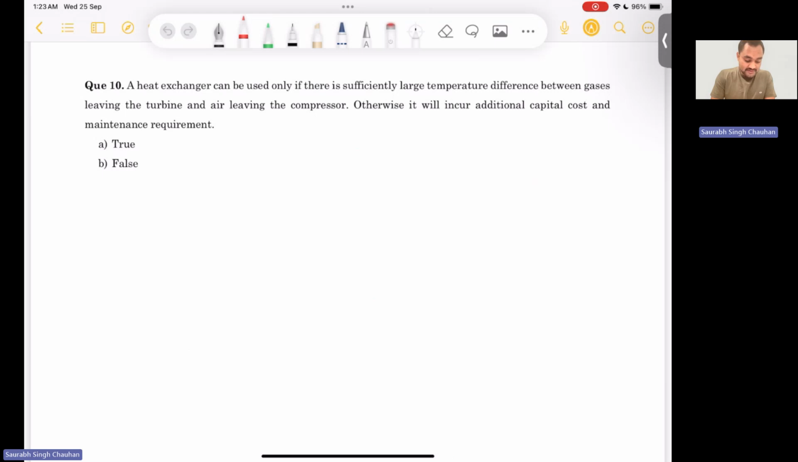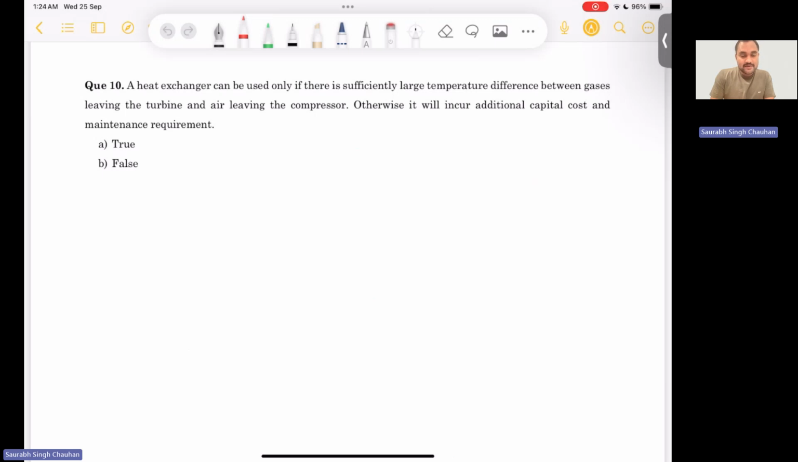First of all we should understand why we are using a heat exchanger. We are using the heat exchanger to utilize the heat content in the exhaust gases, right? Because the exhaust gases coming out from the turbine, you are throwing into the environment, and those exhaust gases have a large amount of heat. So if somehow you can utilize that heat, then your efficiency will improve, right? So we pass those hot exhaust gases through a heat exchanger, and with the help of that heat exchanger, we increase the temperature of the air coming out from the compressor.